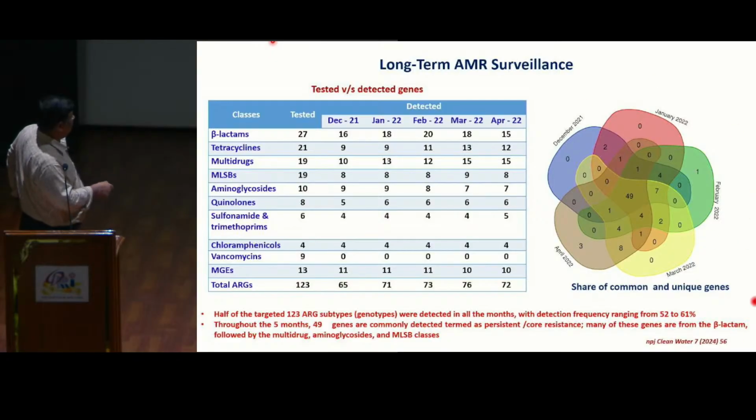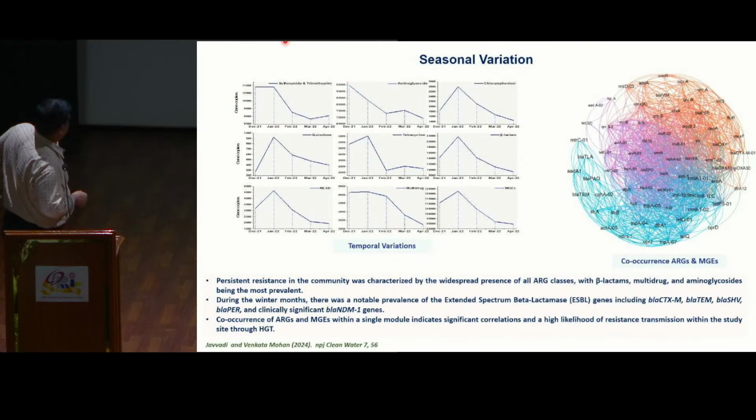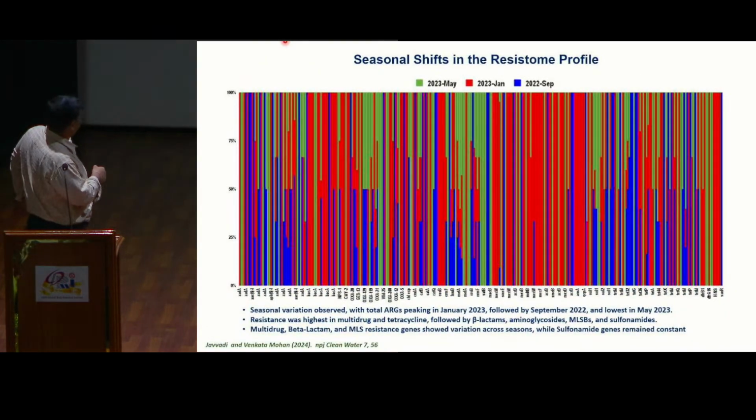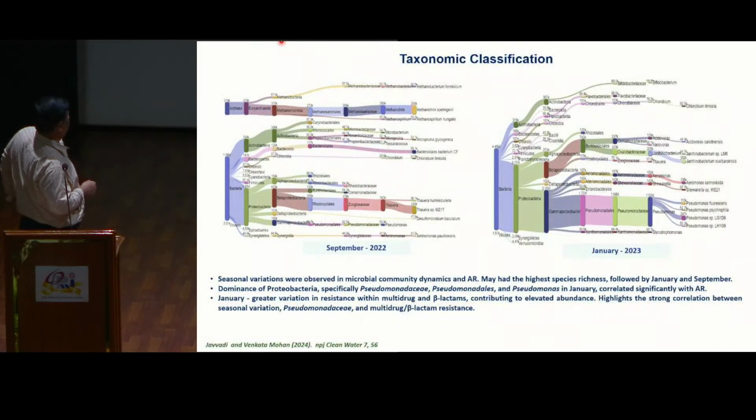From all the data points, about 49 antibiotic resistant genes are common in whatever period we have done. These are the common things. Among 123 detected, you can see in January and February there are more antimicrobial genes we observe. So these are seasonal variations, how each of the genes is varying. This kind of data shows the seasonal shift with respect to the different ARGs.